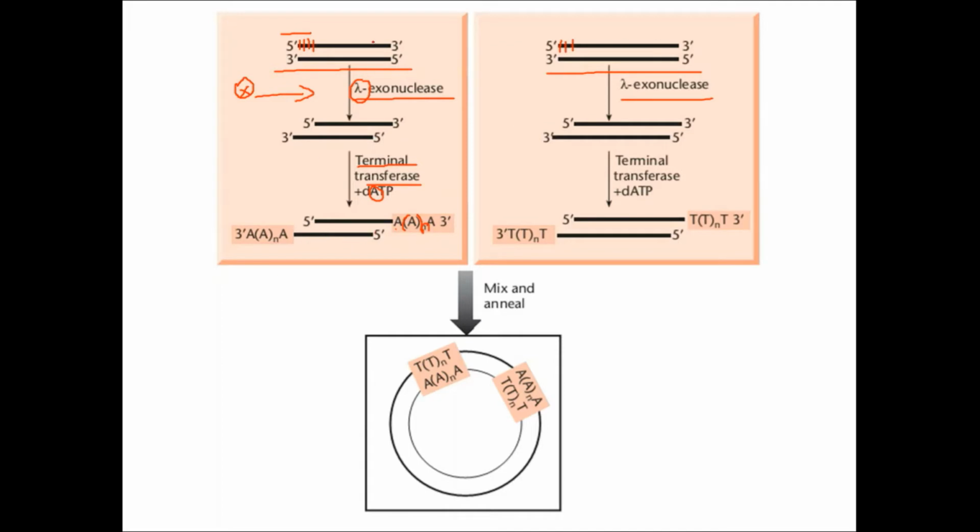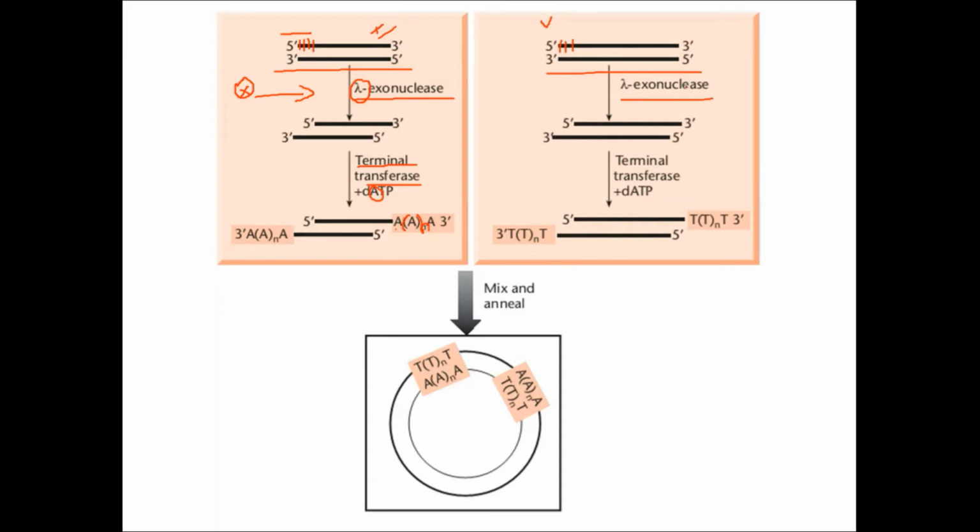Similarly, this is a gene of interest. Here is the vector. One population is treated with adenine, one population treated with thymine. Only the adenine and thymine are mutually paired. And finally, the molecule is converted into a circularized form.